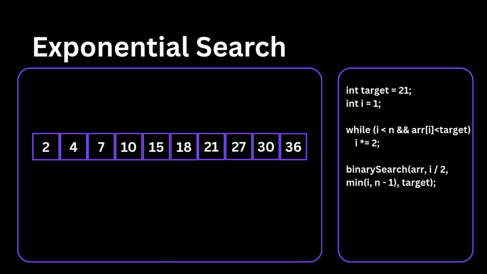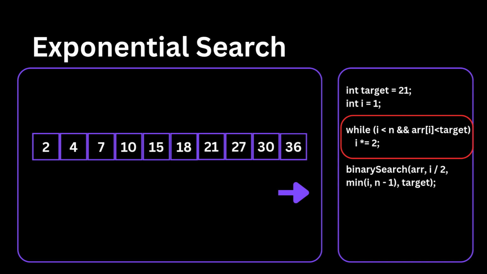Exponential search usually starts by making really large jumps through the list. For example, imagine this list: 2, 4, 7, 10, 15, 18, 21, 27, 30, 36, and we're searching for 21. The algorithm starts near the beginning, but instead of moving one step at a time, it keeps doubling how far it jumps. So it checks one position away, then 2, then 4, then 8. The jumps get bigger really quickly, which is where the word exponential comes from.